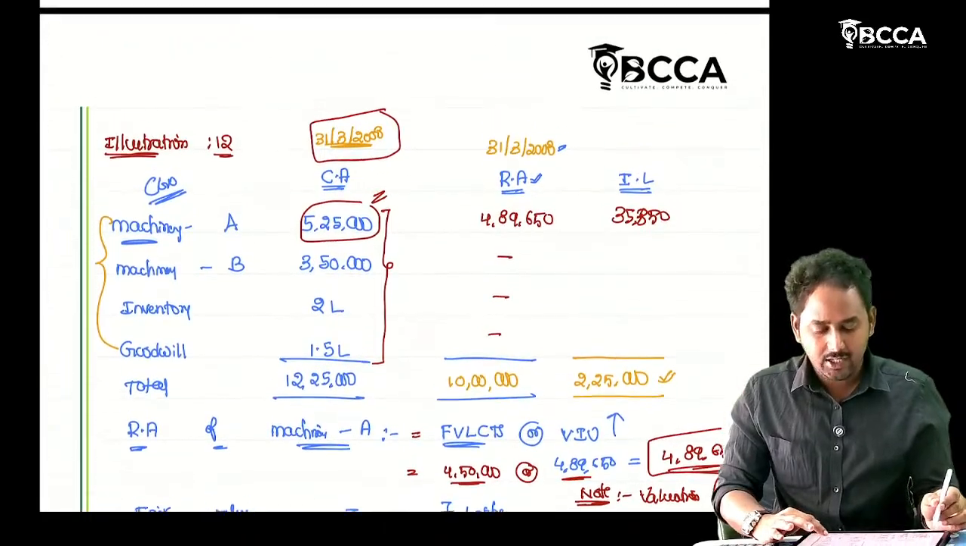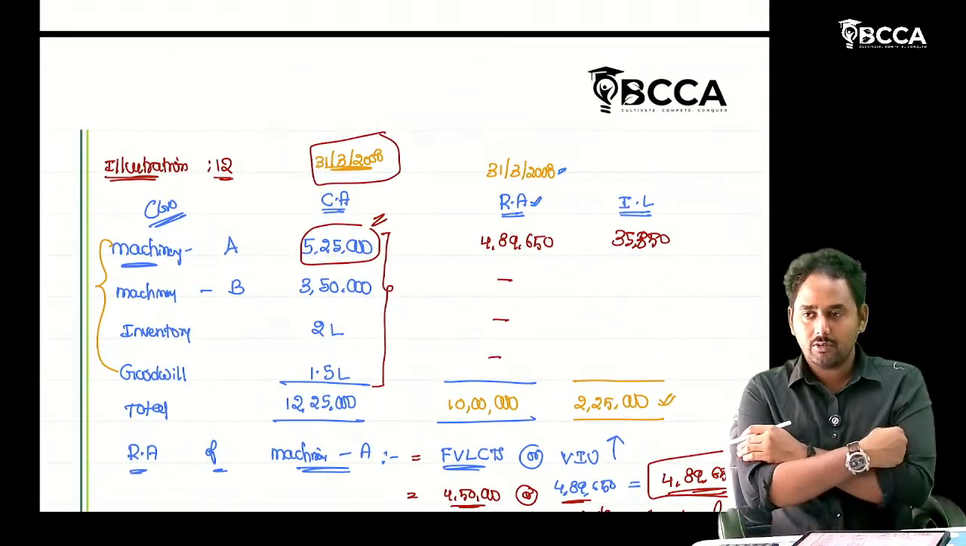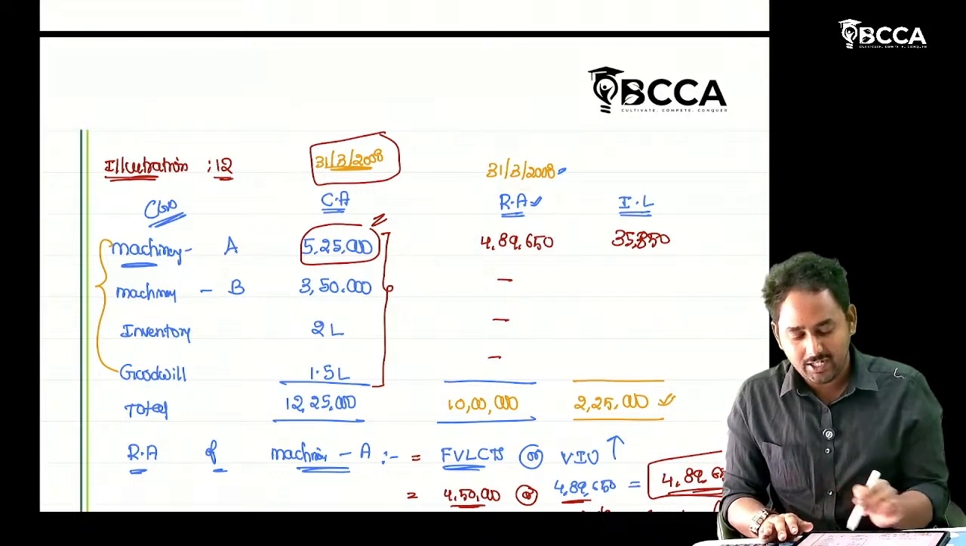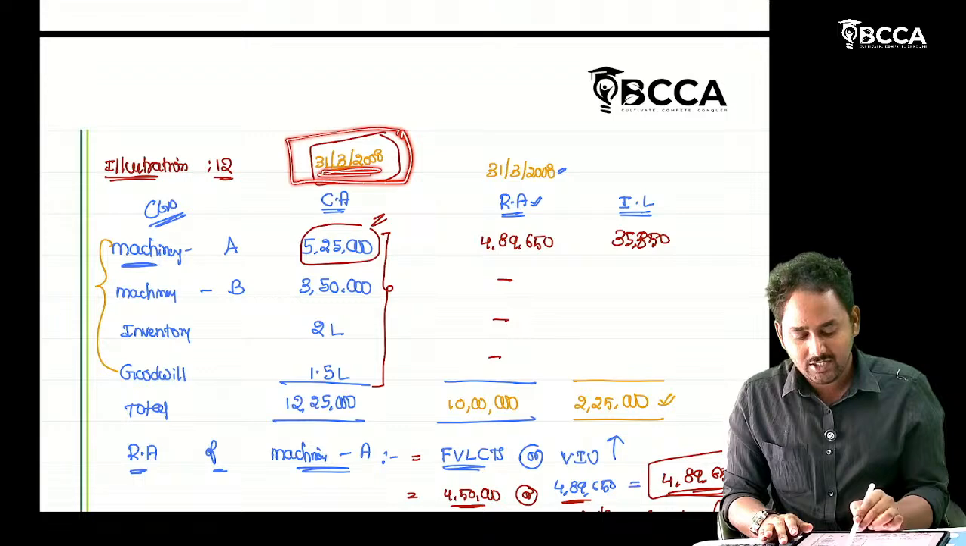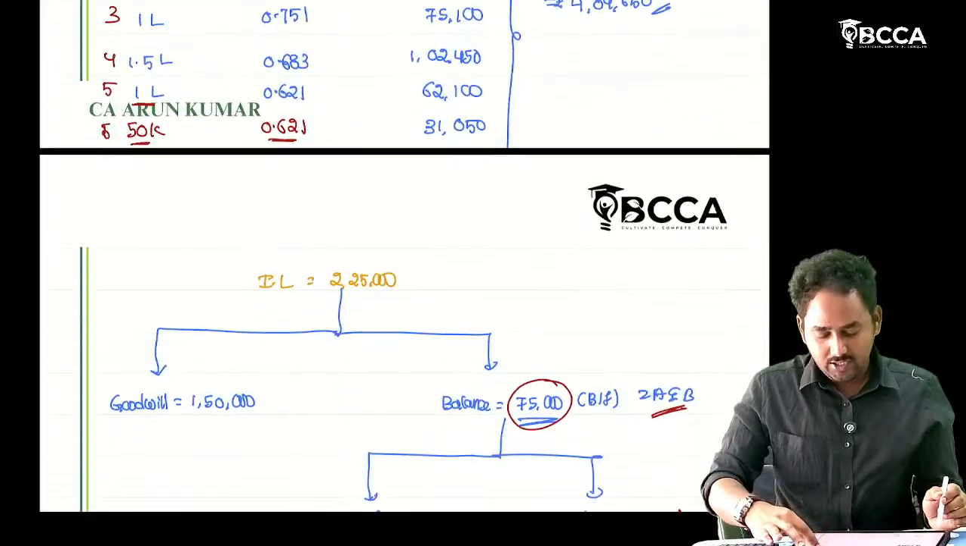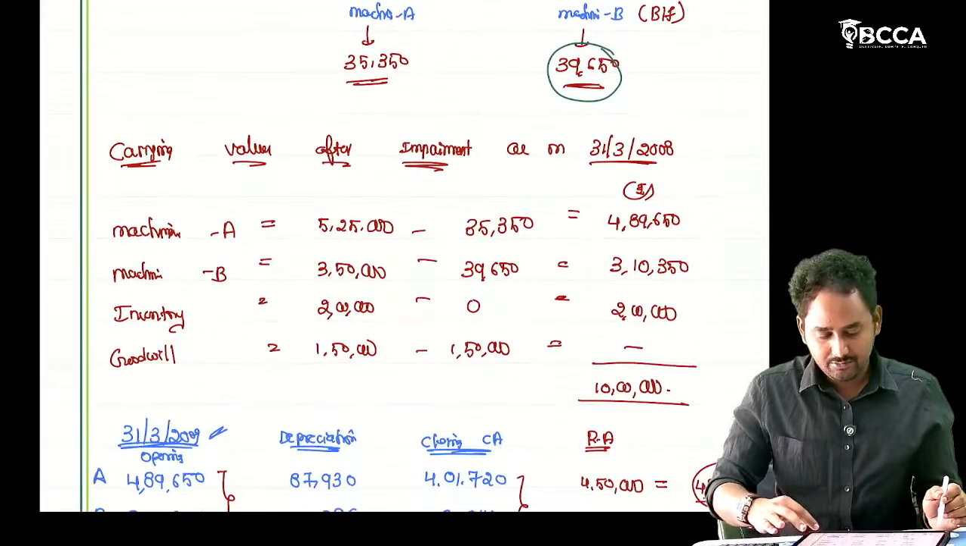Then what is the carrying amount? So I found out the recoverable amount as on 31st March 2008. Now what is the carrying amount of machinery A as on 31st March 2008? So I need to find out the carrying amount of machinery A. Let's see how to calculate the carrying amount of machinery A.